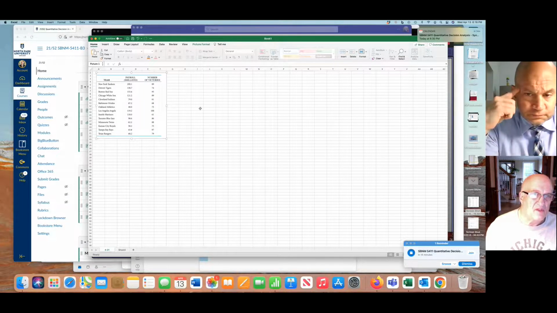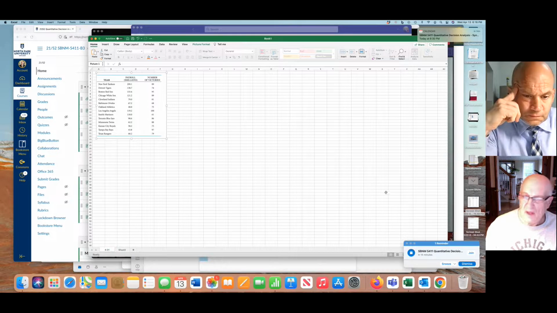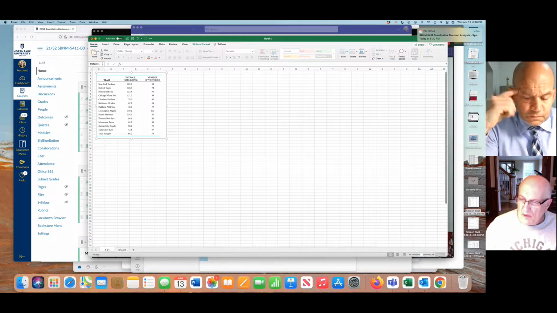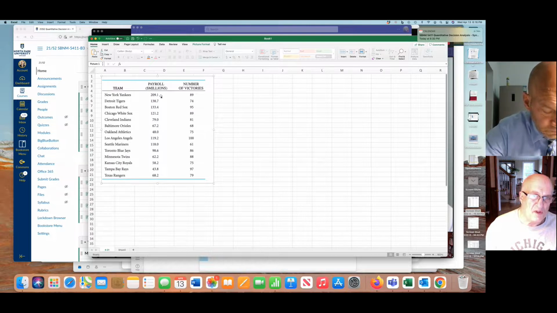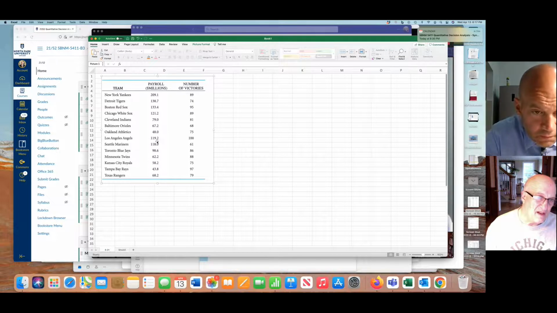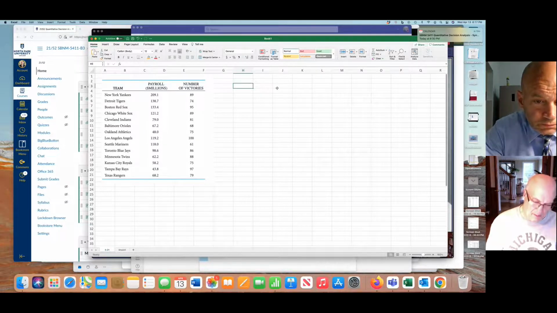Okay. Let's go over how to do this. So I have two variables here. I'm trying to see if there's a relationship between the payroll and the number of victories. And you can tell there's not, because the New York Yankees had 209, but they had 89 victories. Los Angeles Angels had $119 million in salary and got 100 victories. So it's really hard to tell. Sure. So I'm just going to look at payroll.